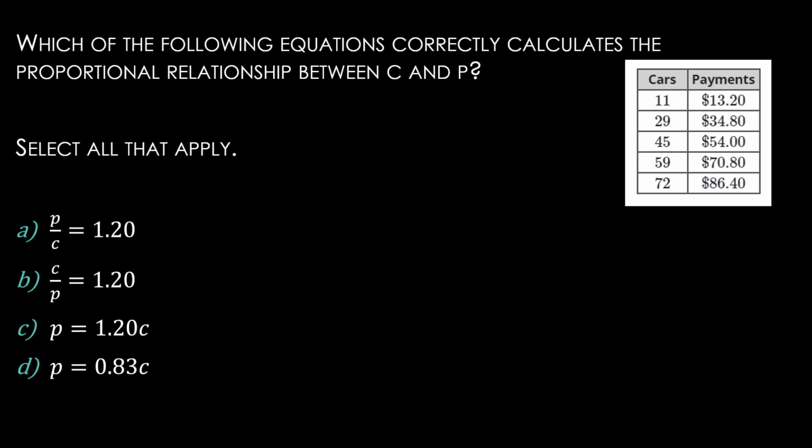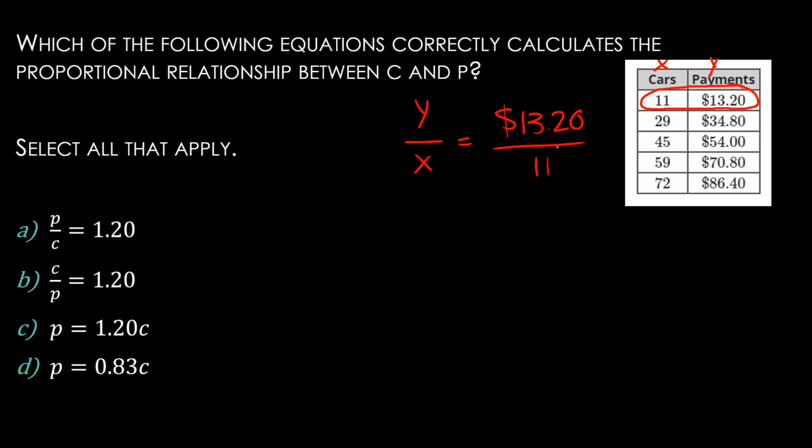Next one says, which of the following equations correctly calculates the proportional relationship between C and P? Select all that apply. So remember when you are writing your equation y equals kx, your first column here is going to be your x, your second column is going to be y. Okay, so if I take this first pair here and I write y over x, remember, y is your second value. So this is going to be 1320. You can also remember this because money will always go on top when you're writing ratios. And I'm going to divide that by 11.